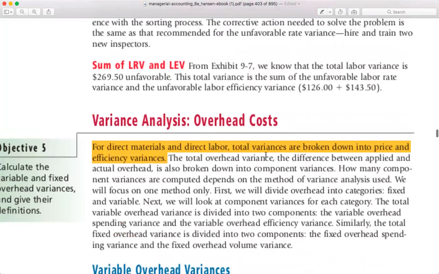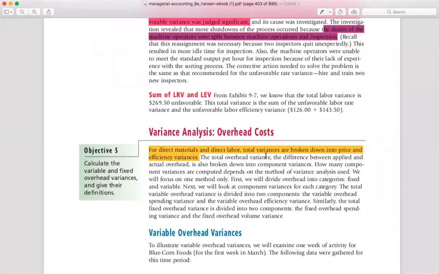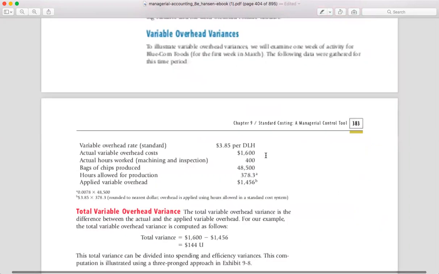So this is just total variance. All right. So next one is calculate the variable and fixed overhead variance. As we talked before in the beginning, there is a variable and also the fixed one.